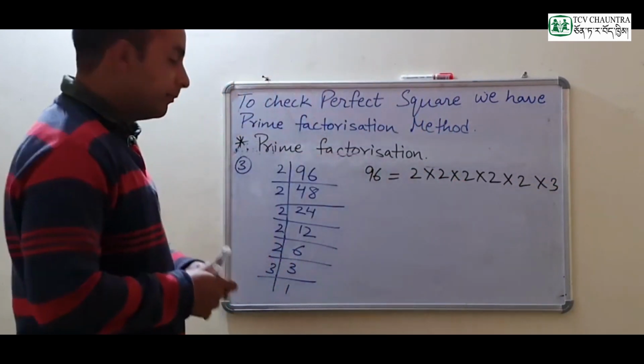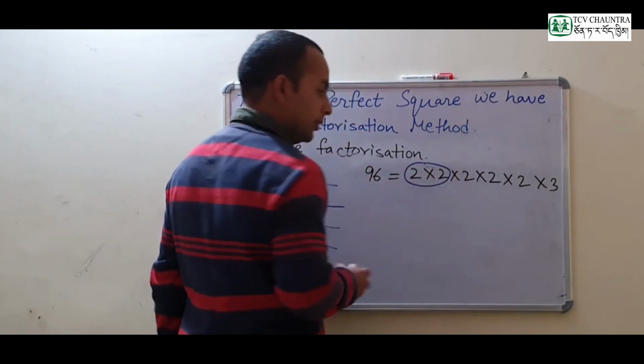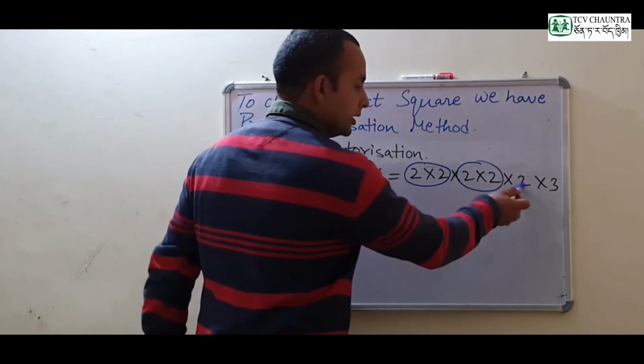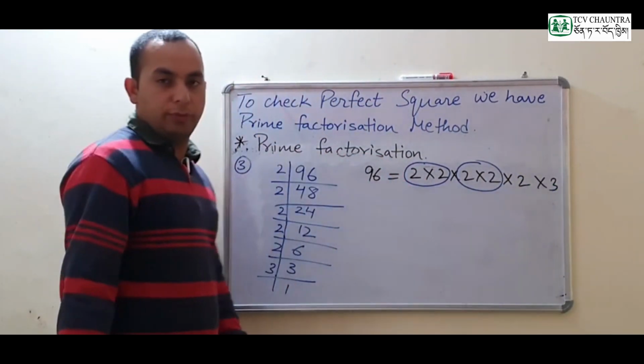Okay, now again you have to make it into pairs. So 2 multiply by 2 is a pair and 2 multiply by 2 is a pair. The remaining prime factor 2 has no pair and the prime factor 3 has no pair, right?